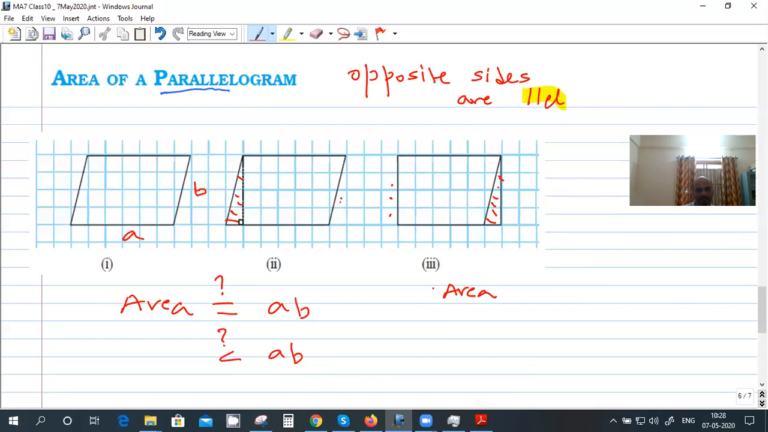A into B. From here to here it's A, because it was from here to here, and this portion is being cut and put here. So this thing is A. What about this one? B. B is along this slant line. So what we need is this vertical line.